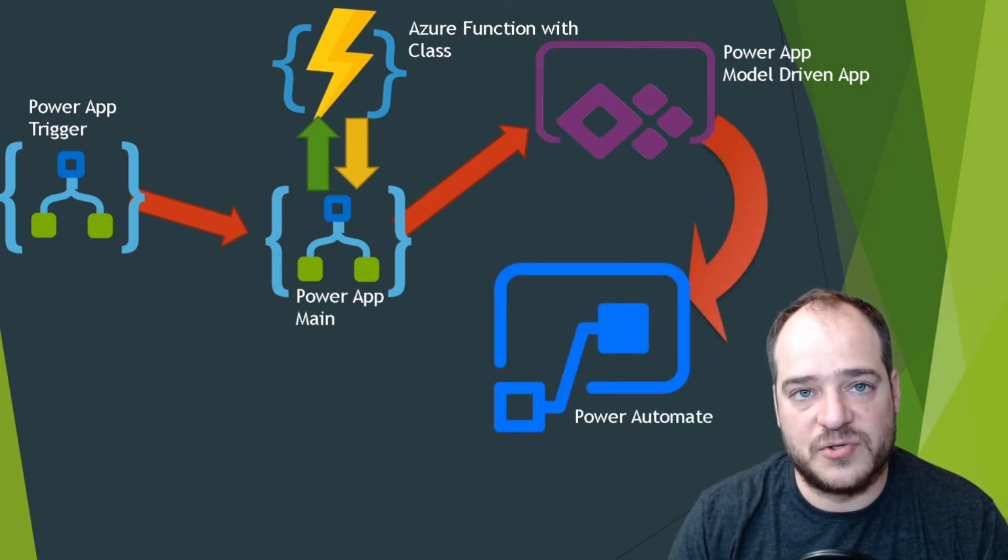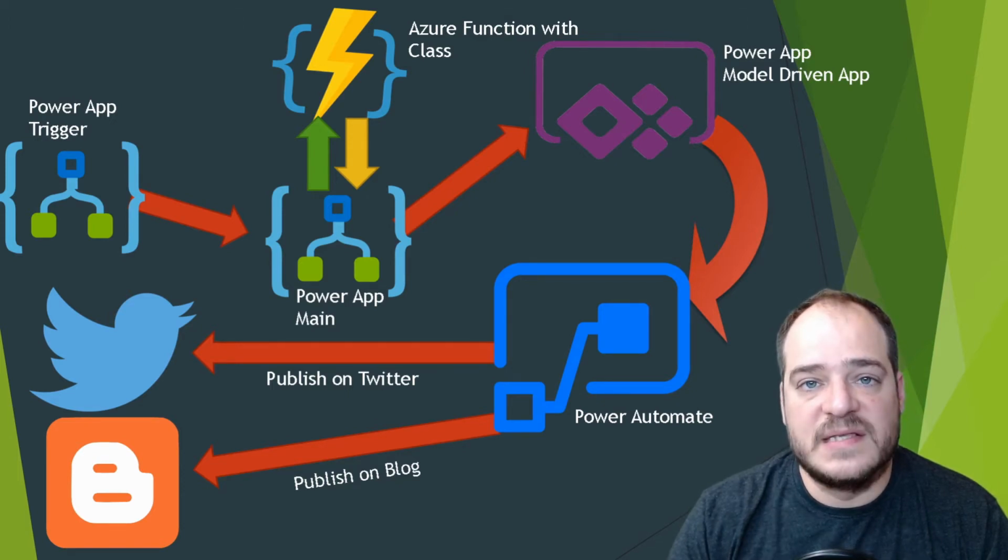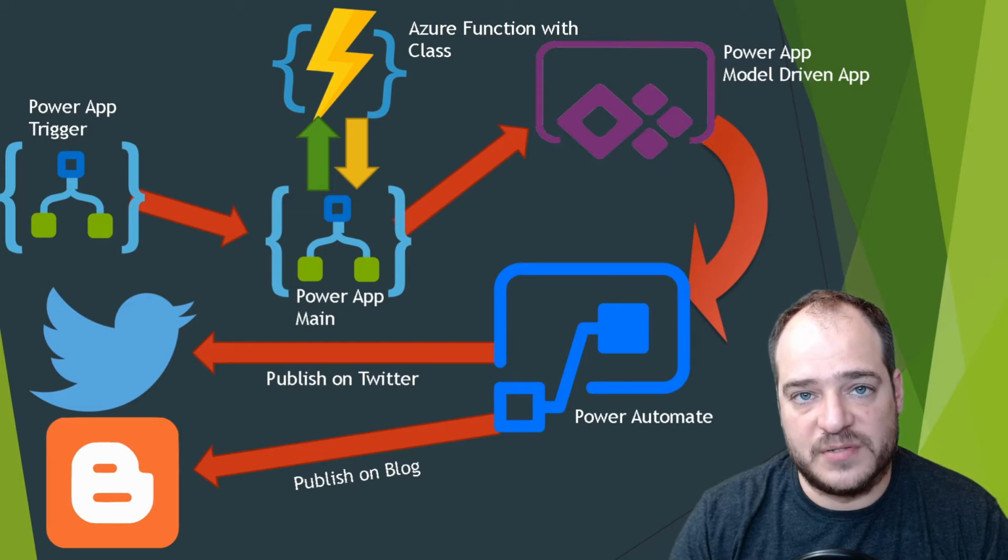And today I'm going to create a Power Automate, which is going to publish in two applications. One is Twitter and the other one is going to be the blog. So what I'm going to focus on in this video is this piece of the Power Automate and the publish on Twitter and blog, since all other applications were built in the previous videos, which I recommend you to see.